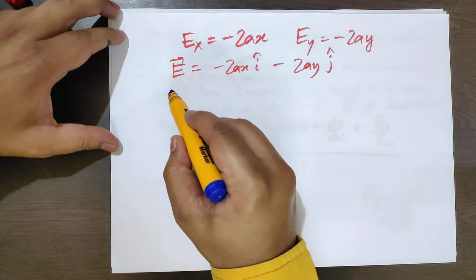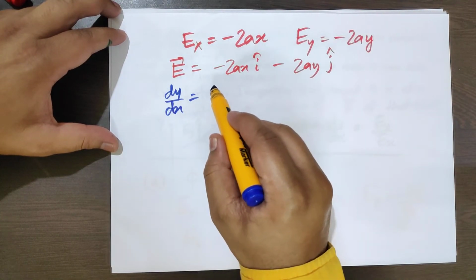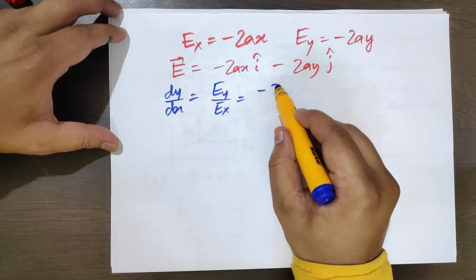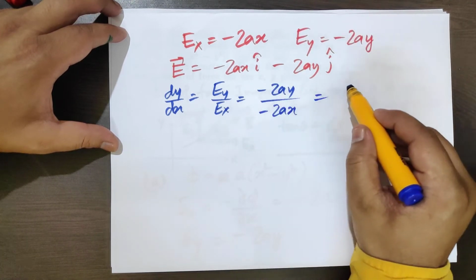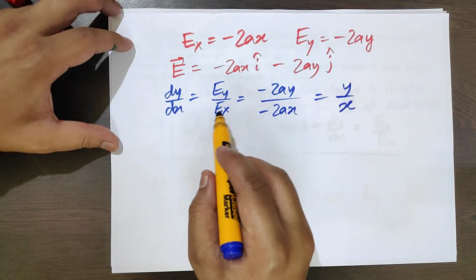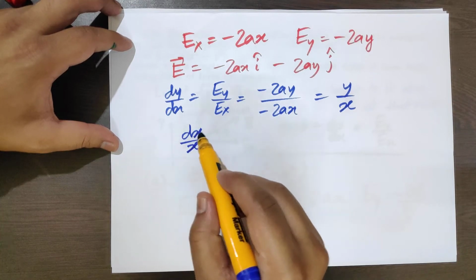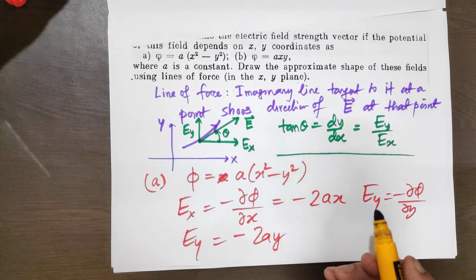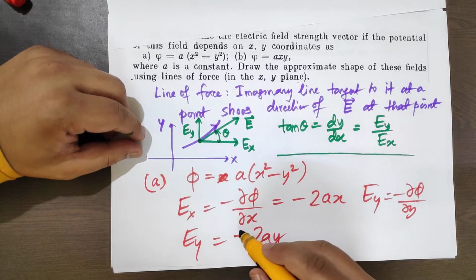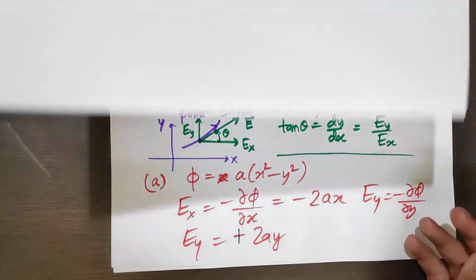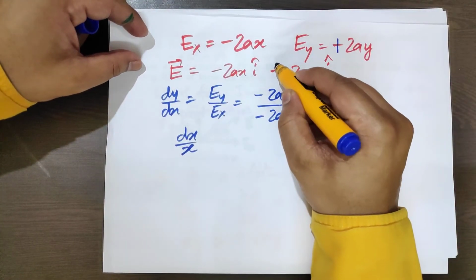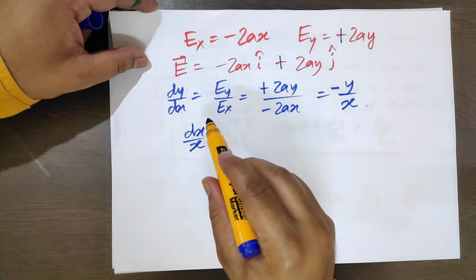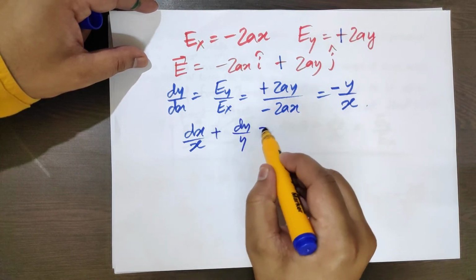Okay, so dy by dx equal to Ey by Ex, so that is 2ay divided by minus 2ax, so that's minus y by x. Since it is x square minus y square, here you get a plus sign, Ey is plus 2ay. So this becomes minus y by x. So dx by x plus dy by y is equal to 0.